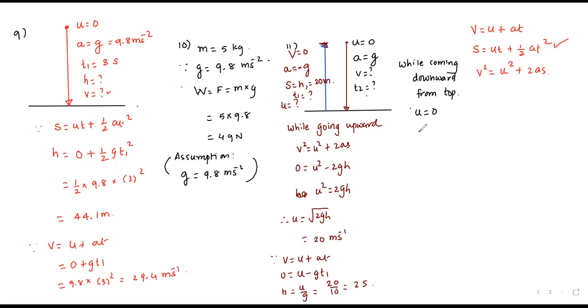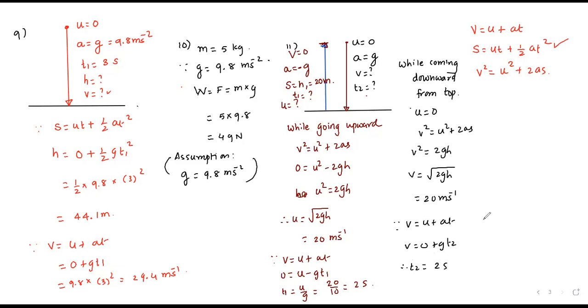So we'll use same formula. v square is equal to u square plus 2as. This is v square is equal to 2gh. v is equal to root of 2gh. If you solve this, this comes out to be again 20 meters per second. So we write time. I want time. So v is equal to u plus at. This is 0 plus g into t2. t2 हो जाएगा v upon g, which is equal to 2 seconds.